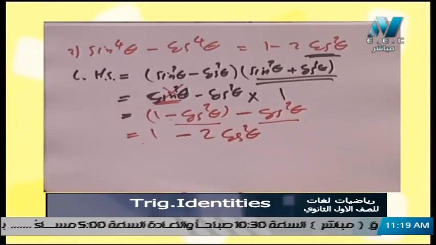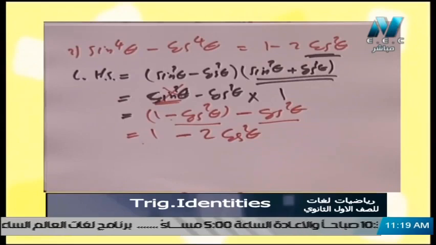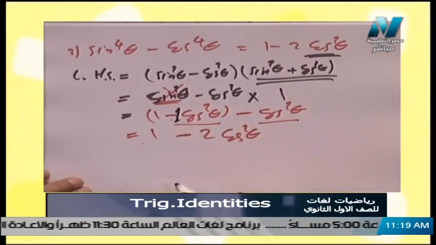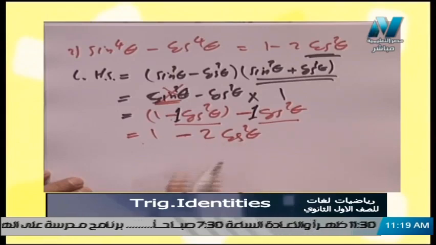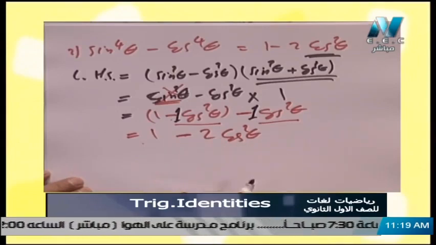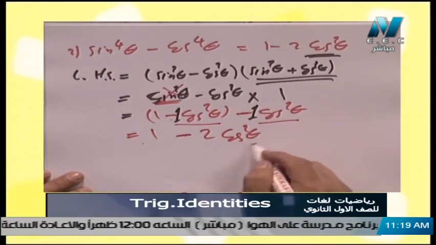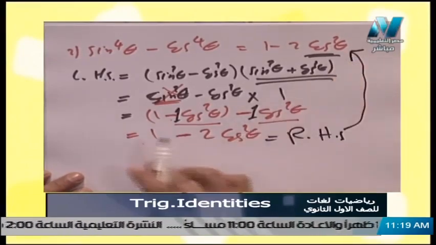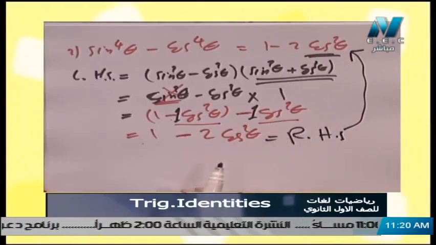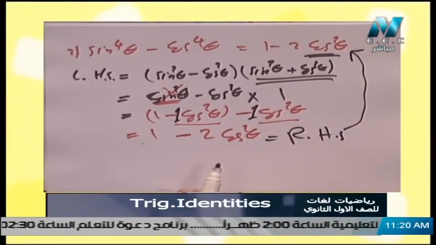Do not forget, my dear students, that we have here negative 1 cosine power 2 theta and the other negative 1 cosine power 2 theta. By adding, it will be negative 2 cosine power 2 theta, and this is the right hand side itself here, and we succeeded in proving that the left hand side equals the right hand side.